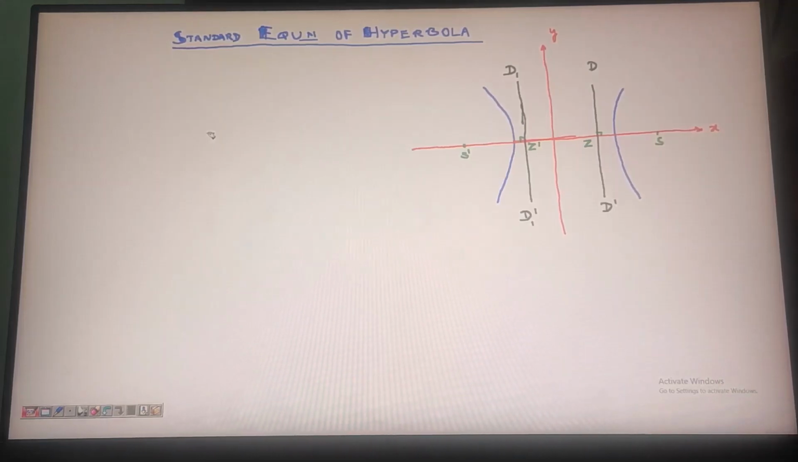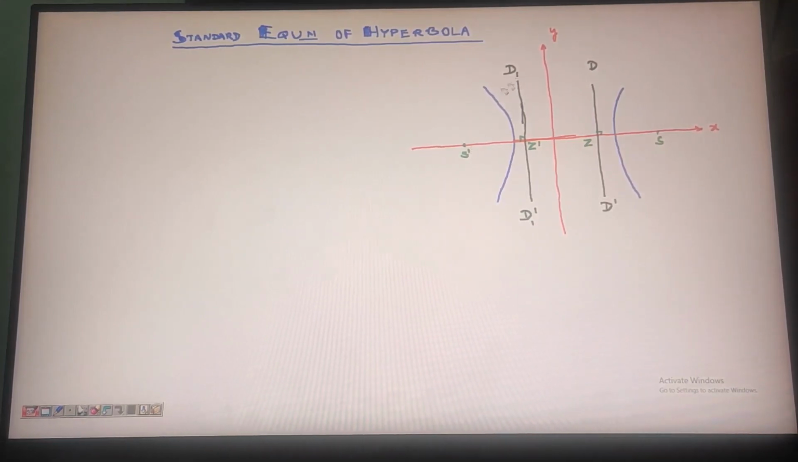Today is the fourth class. We are deriving the standard equation of the hyperbola. Okay, so this is the hyperbola. Now you have this S as the focus, and dd dash is the directrix. On this side, S dash is the focus, and d1 dash is the directrix.